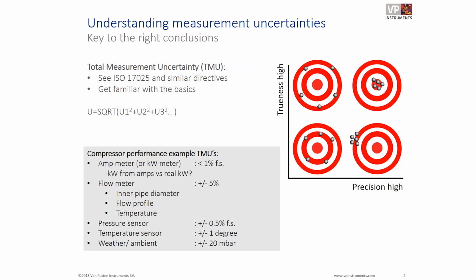The same for pressure sensors. A pressure sensor, typical industrial quality, is 0.5% full scale. A temperature sensor could be 1 degree off or maybe 2 degrees. And then there's the weather that can influence the equipment. And also, what Tim already mentioned, there can be other things that actually change the behavior of equipment. And it's very important to be aware of this when discussing or evaluating results.